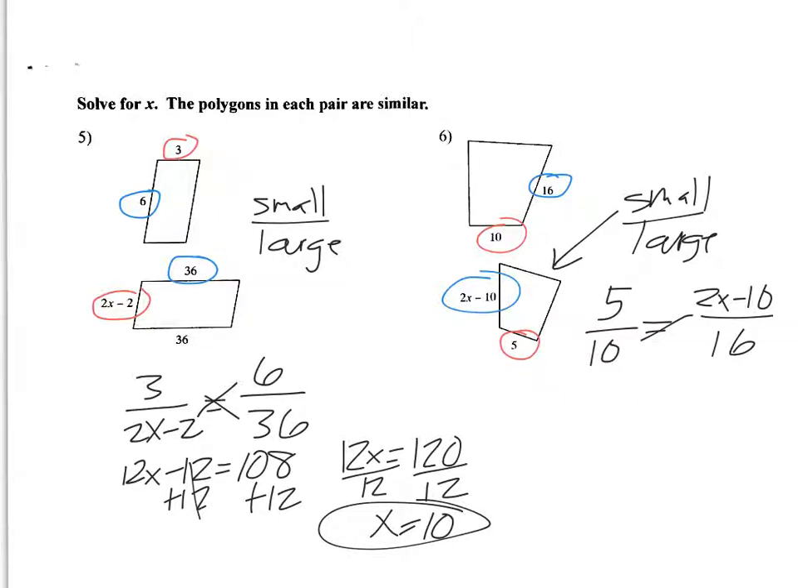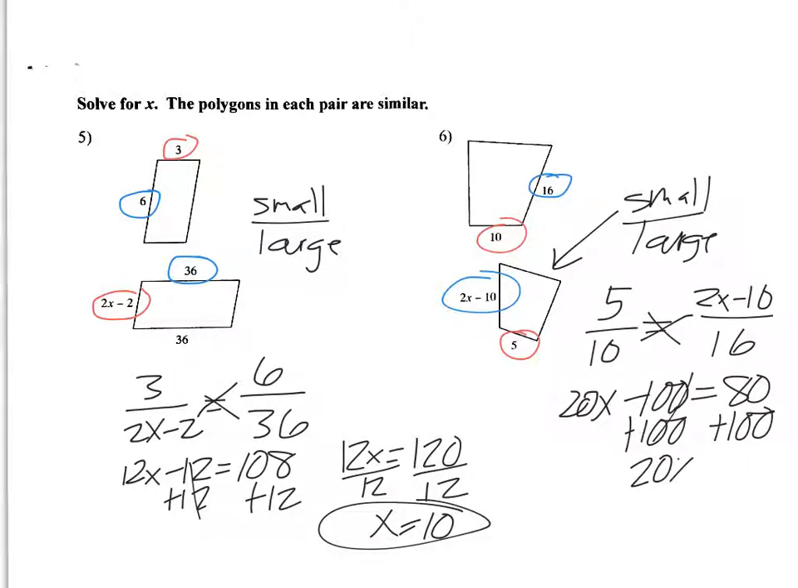Again, cross multiply. I'm going to skip a step. 10 times 2x would be 20x. 10 times 10 would be 100. And then 5 times 16 is 80. Add 100 to both sides. You get 20x is 180. Divide by 20, and then you get x is 9. So hopefully this makes sense as to why we learned proportions and ratios in the first lesson.